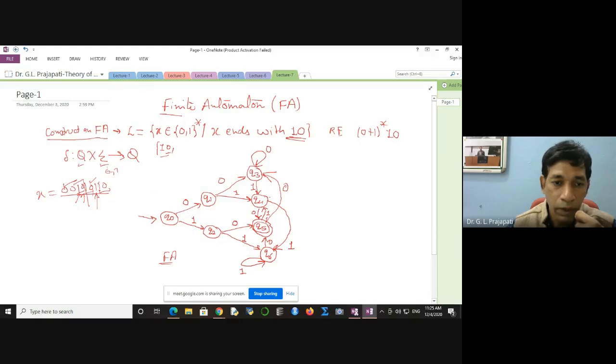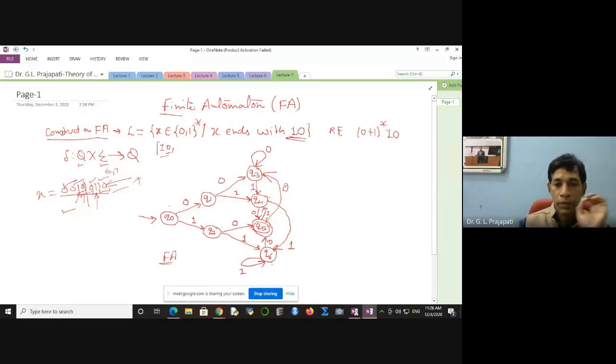You are at Q4, and receiving a further 1, you go to Q6. Whenever you are at the state Q6 and your input is 0, from Q6 you reach Q5. And the input is exhausted; there is no more input. Once the input is exhausted and your machine ends at the state Q5, we can say that this is a valid string in the language. So this is the way transitions occur.